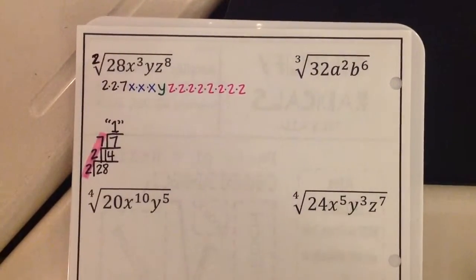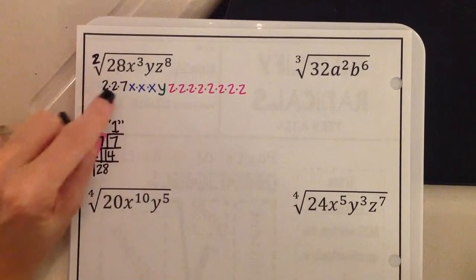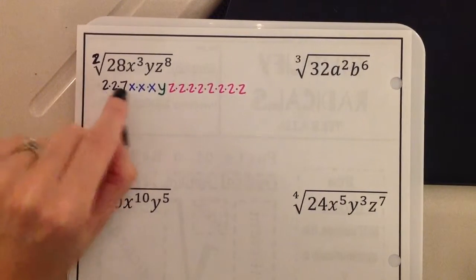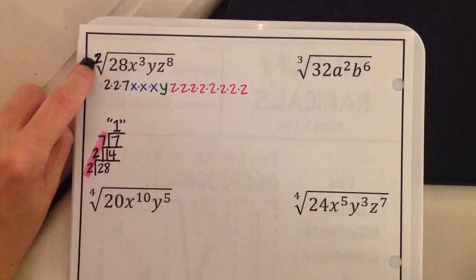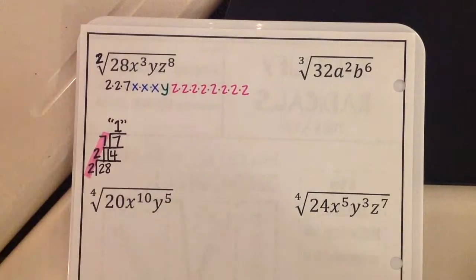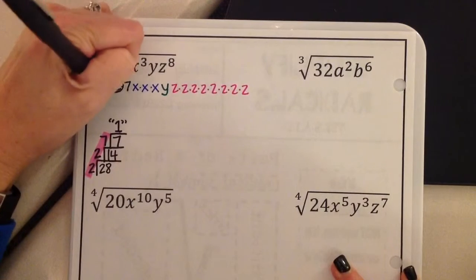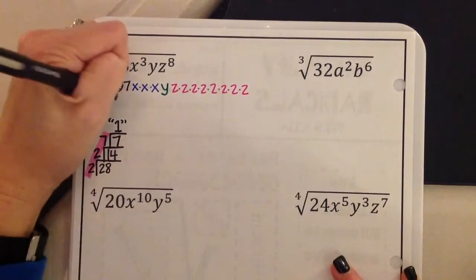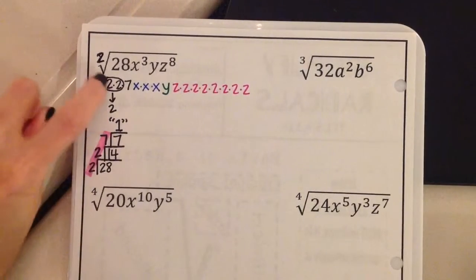Okay, now we're going to start making our groups, and this is where your index comes in. You want to circle groups of your prime factors or your variables, but when I make a group, it has to have this many in the group. The index tells you how many to put in your group. So I have an index of 2. That means I need to start circling groups of 2. So I'm going to start with my prime factors. I have 2 2's, therefore I can make one group of 2. That's 1. There's one group. That 2 represents one group of 2.